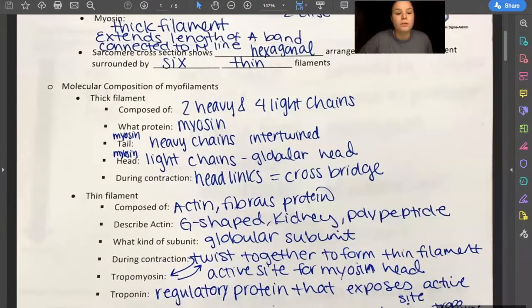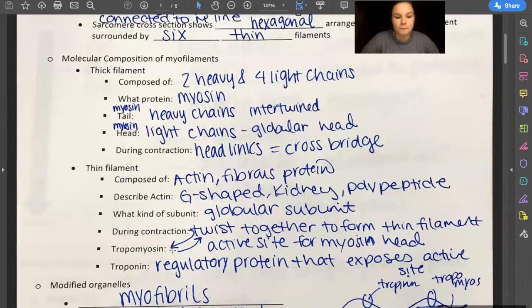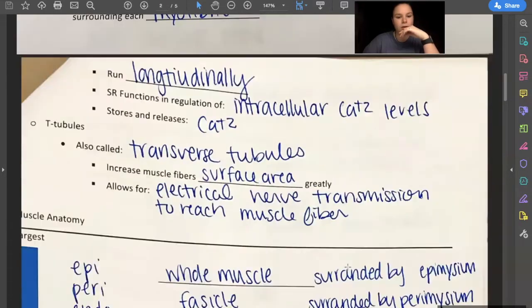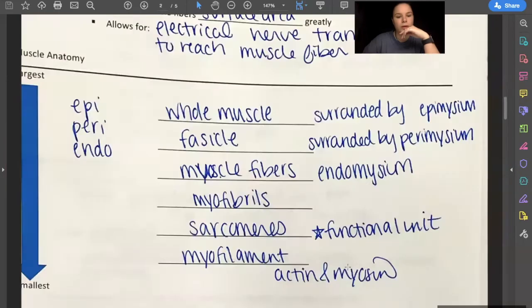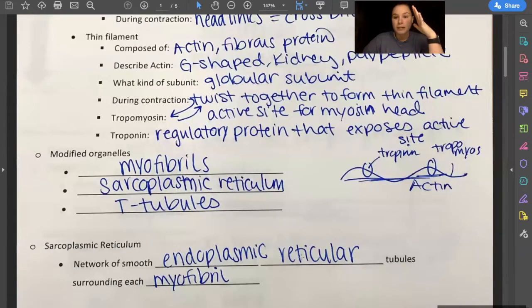So we're talking about during contraction. We twist that tropomyosin together, and the active site for myosin comes up and we bind. The tropomyosin is blocking that site. The troponin is what binds to calcium, and allows us to pull away that tropomyosin so that the myosin head can come up and touch on actin.